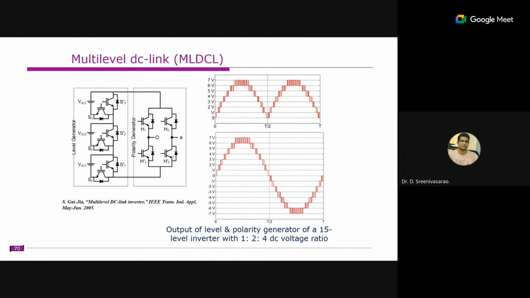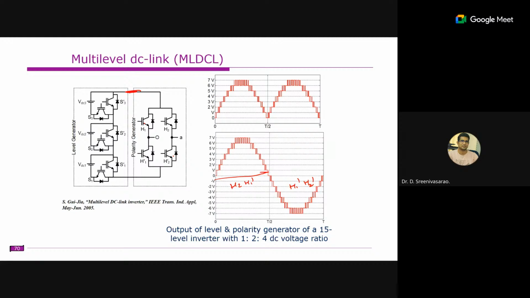So one disadvantage is that these switches in this H bridge, the maximum voltage in this case is 3 VDC, so all these switches must withstand 3 VDC voltage. That is one disadvantage. But the advantage is that these switches are not operating at the PWM frequency. These are operating at the fundamental frequency. This entire thing is due to the turning on of H2 and H1 dash.